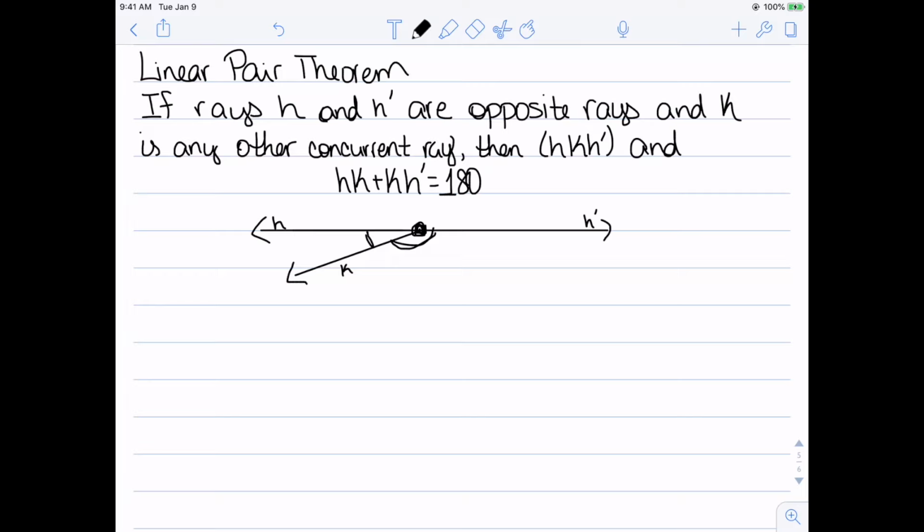And this is going to follow pretty quickly from my Axiom 10. The interior of a straight angle is actually the entire plane. So my ray K definitely passes through an interior point of my angle HH prime. So by my axiom, this must hold.